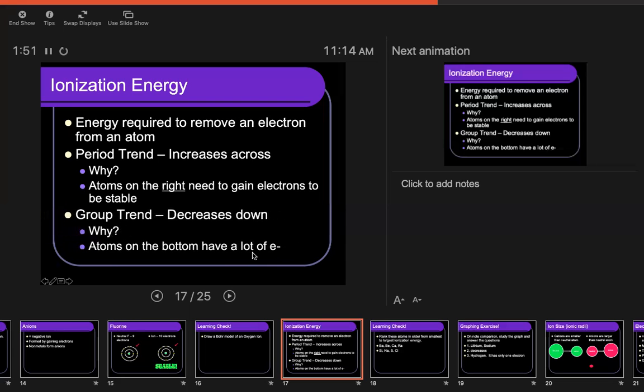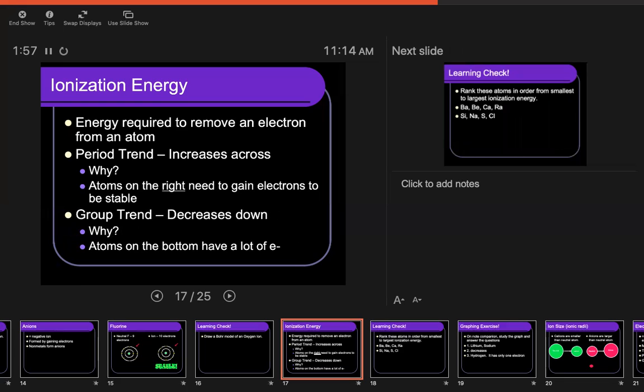The group trend that we observe, so if we read from top to bottom, it's going to decrease as we move down the group. And basically, it's just because the ones at the bottom already have a lot of electrons. So they're a little bit more loosely bound, and they're easier to lose. Francium has 87 electrons. Lithium only has 3. It's easier for francium to lose that 87th electron than it is for lithium to lose the third one.